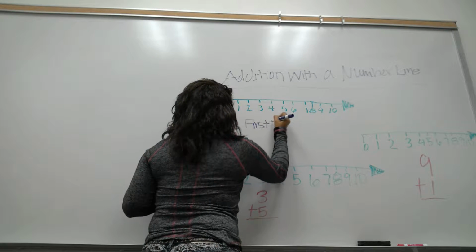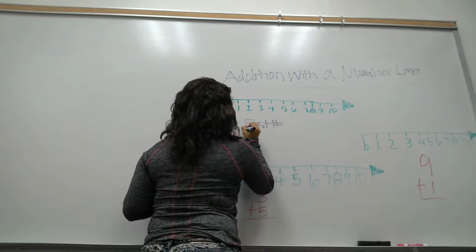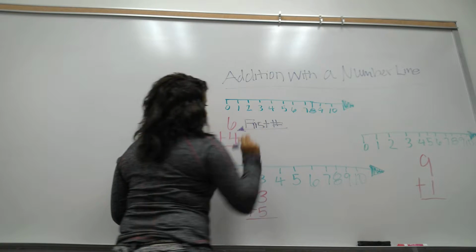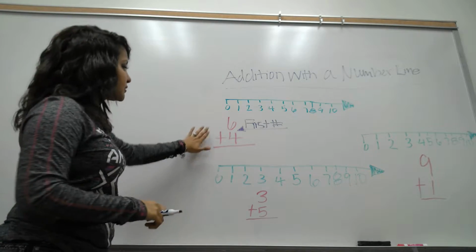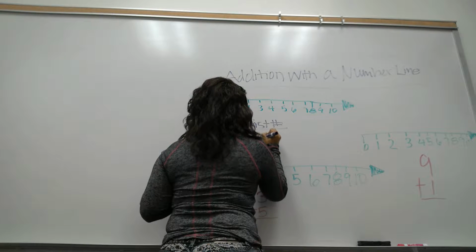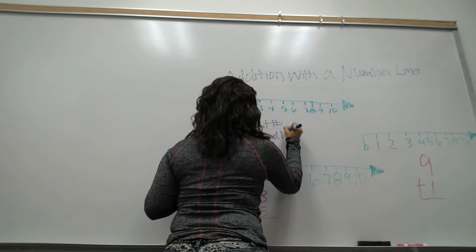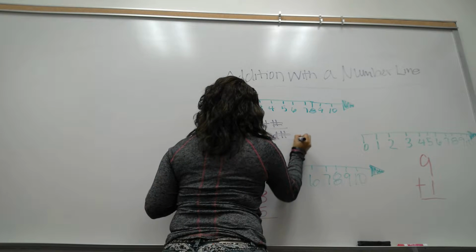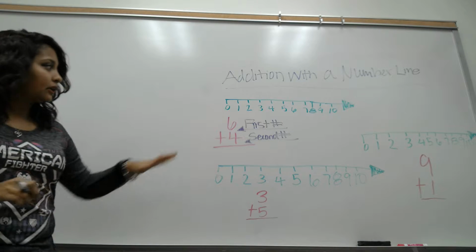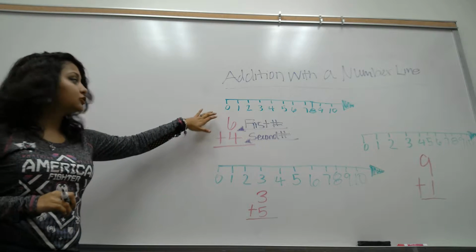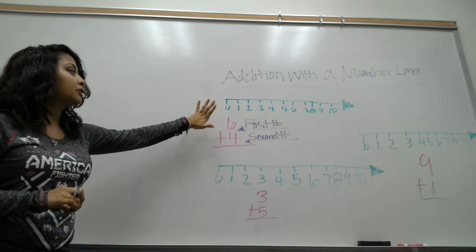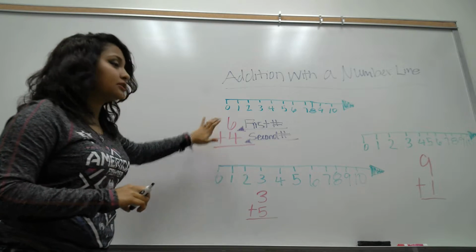So, let's put first number. Okay. Then our second number is going to be the number 4. So let's label that as our second number. Okay. Now that we have that done, in order for us to use our number line to add, we're going to have to start with our first number. So look for the number 6 on your number line.